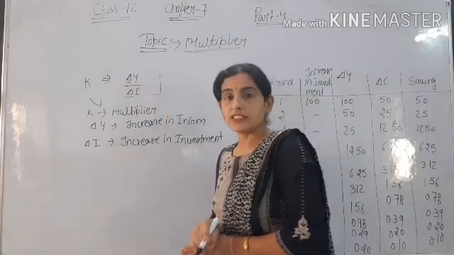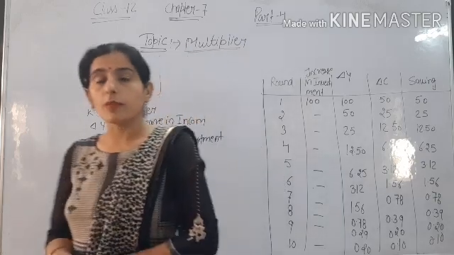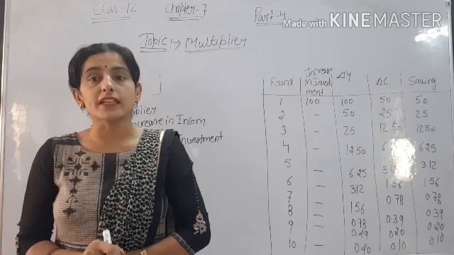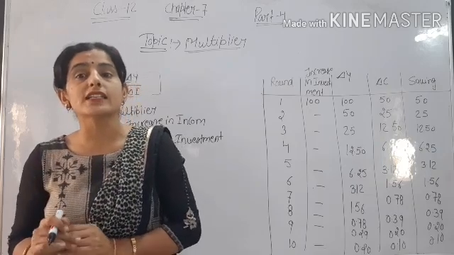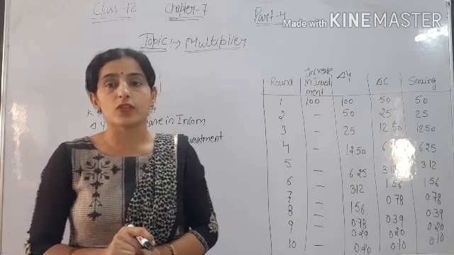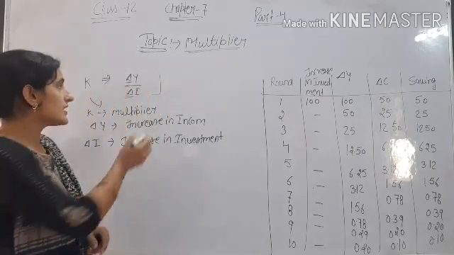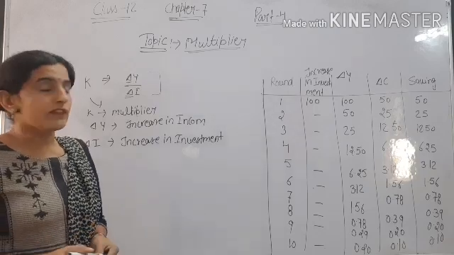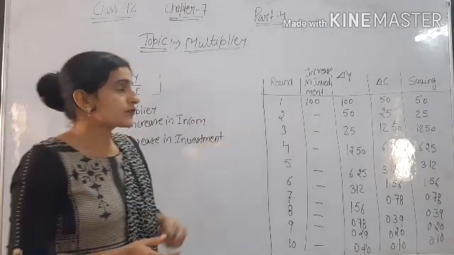When there is investment in the economy, there is an increase in income, and the increase in income is more than the increase in investment, and that is due to the multiplier effect. So the multiplier is change in income upon change in investment. We will discuss this with the help of a table.